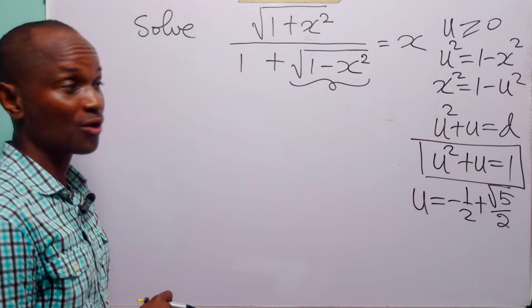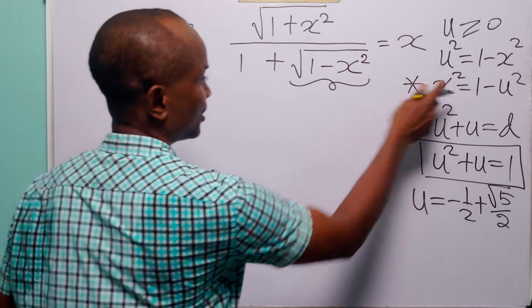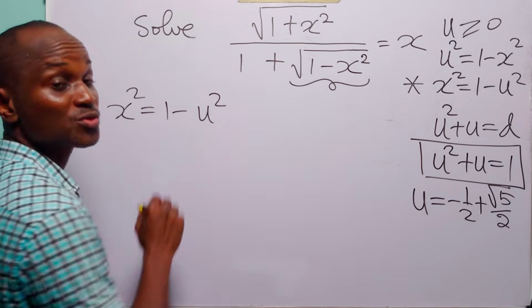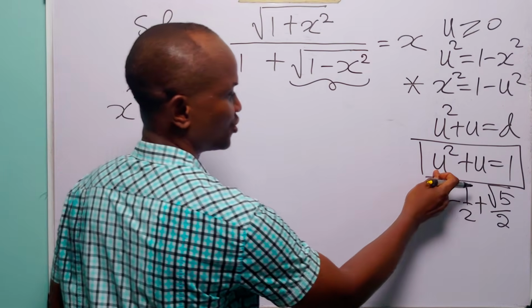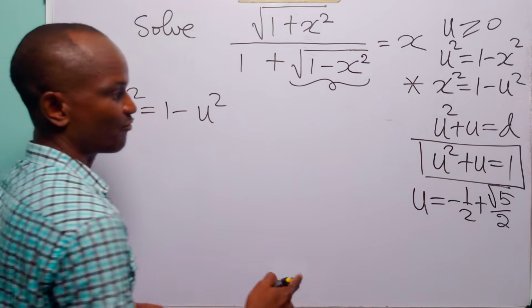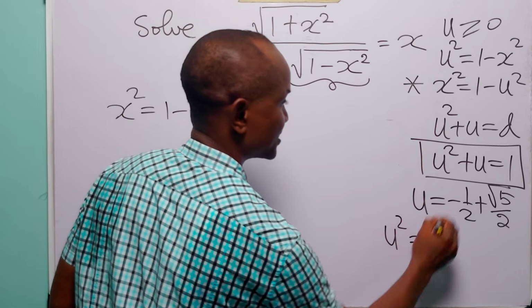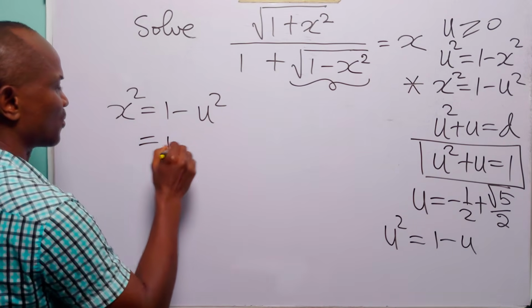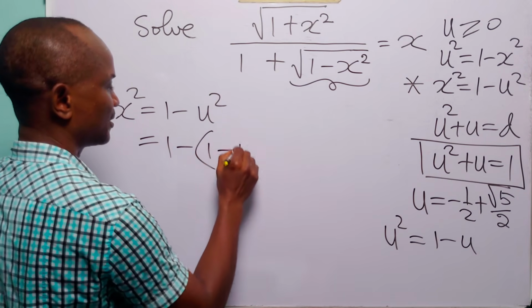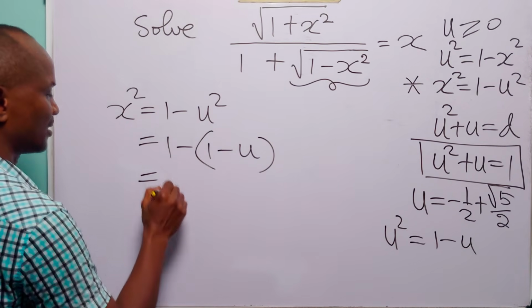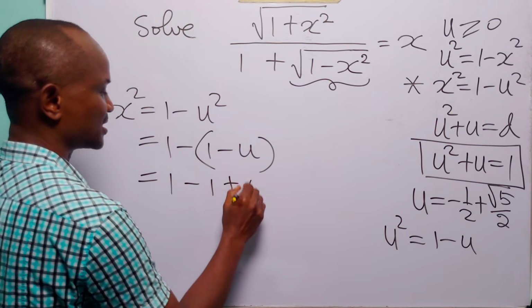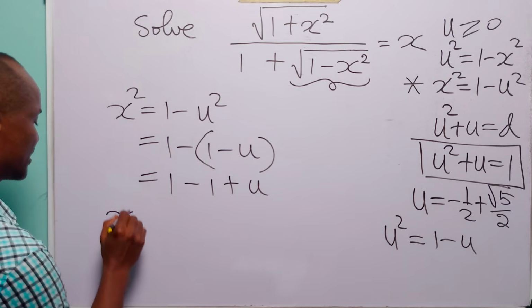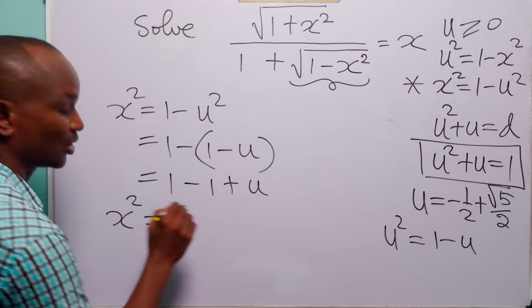And finally, to find the value of x, we go back to this equation. We have that x squared is equal to 1 minus u squared. But we have a relationship between u squared and u, which is that. From here, we have that u squared is equal to 1 minus u. So we have that x squared is equal to 1 minus, open bracket, 1 minus u. 1 minus 1 minus minus is plus u. Now 1 minus 1 is equal to 0. So we have that x squared is equal to u.